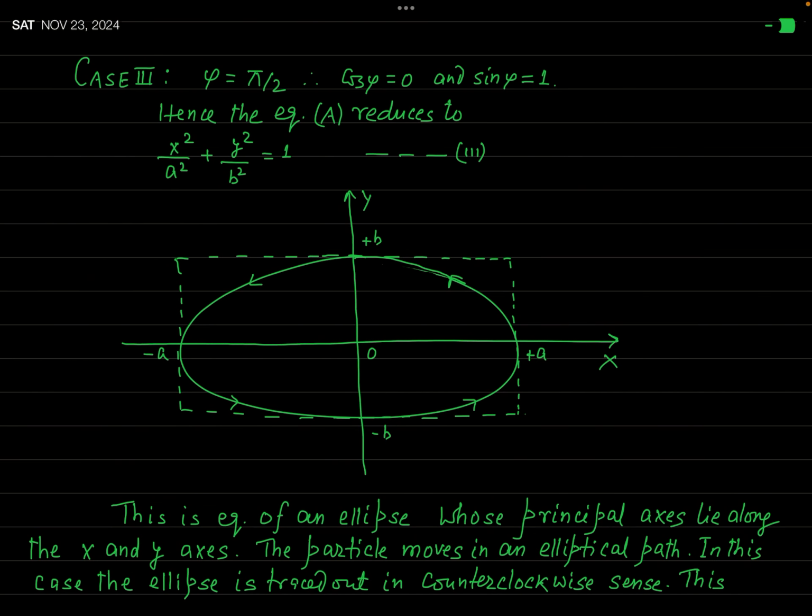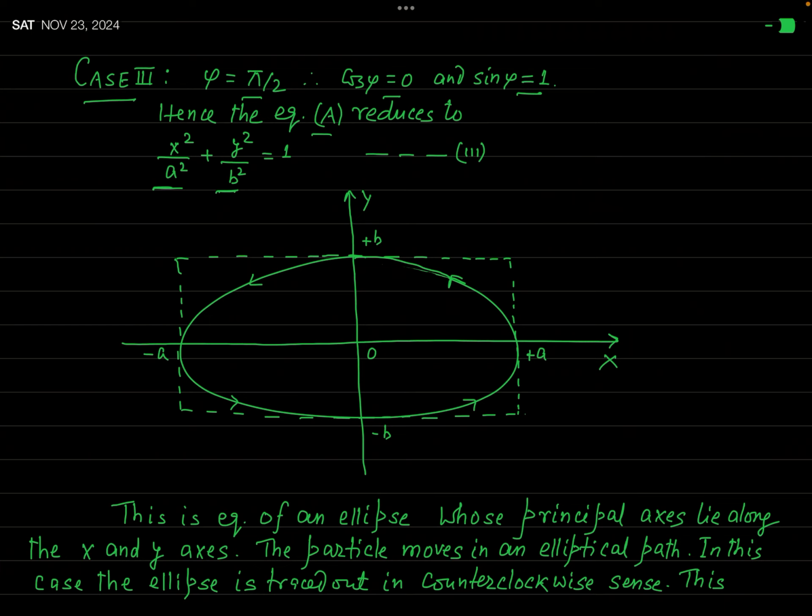Now, another most important case which we will now consider is phi equal to pi by 2. It means the two superposing simple harmonic oscillations are differing in phase by 90 degree. In this condition, cos phi is equal to 0 and sin phi will be 1. So in this condition, equation A will become like this: x square over a square plus y square over b square equal to 1. This is the well-known equation of an ellipse whose semi-major axis is a and semi-minor axis is b.